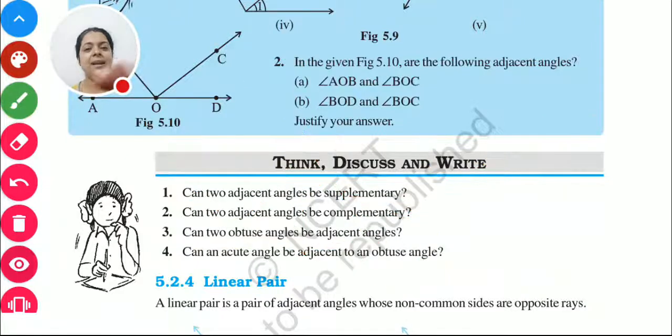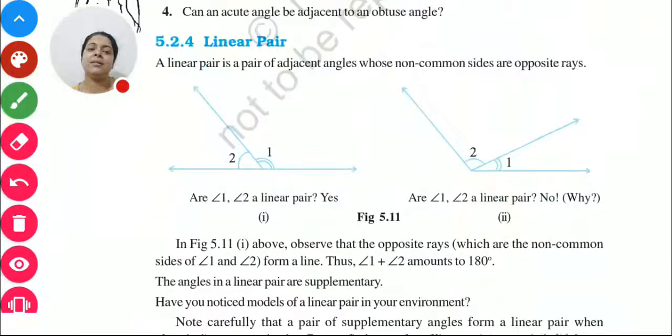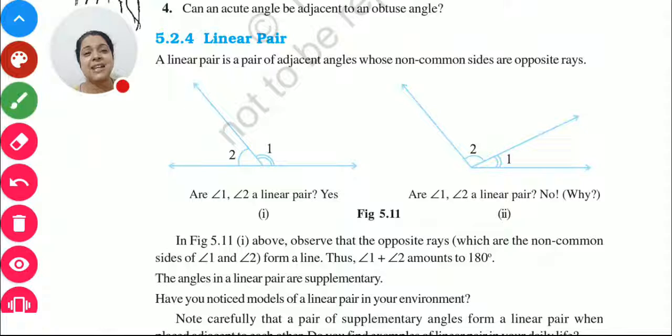So we are done till here, and now we are coming to the next part. What exactly is a linear pair? Linear pair. Remember, linear comes from the word line. A linear pair is just opposite to the adjacent one, because in adjacent angles, what was common? One vertex and one arm were common. But what does linear pair say? It's a pair of adjacent angles whose non-common sides are opposite rays.